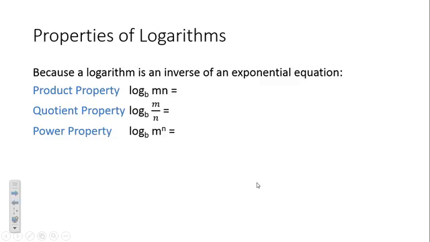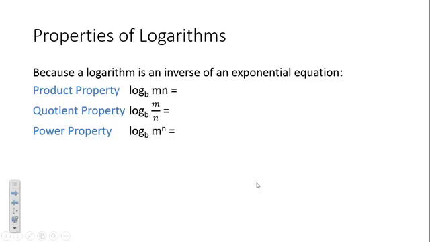Because a log, or logarithm, is nothing more than the inverse of an exponential equation, just the opposite. Just like the opposite of addition is subtraction, the opposite of logs is exponents. Then we have some product properties, a quotient property, and a power property.